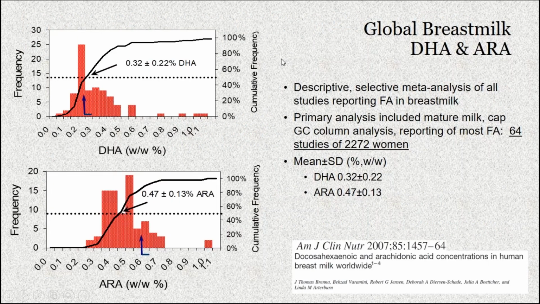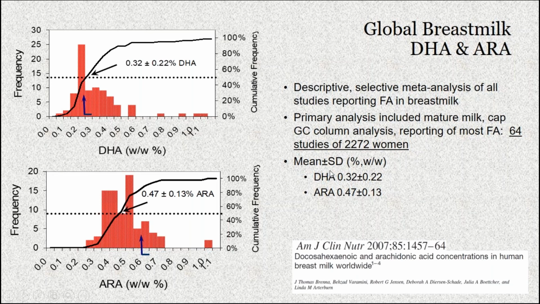Well, some of the earliest data suggesting that DHA and arachidonic acid were conditionally essential for infants comes from breast milk. And this is not a particularly early study. This is a study from 2007 that we were involved with. But I show it in the interest of time rather than showing some of the early data, some of the 1980s and even 70s data.